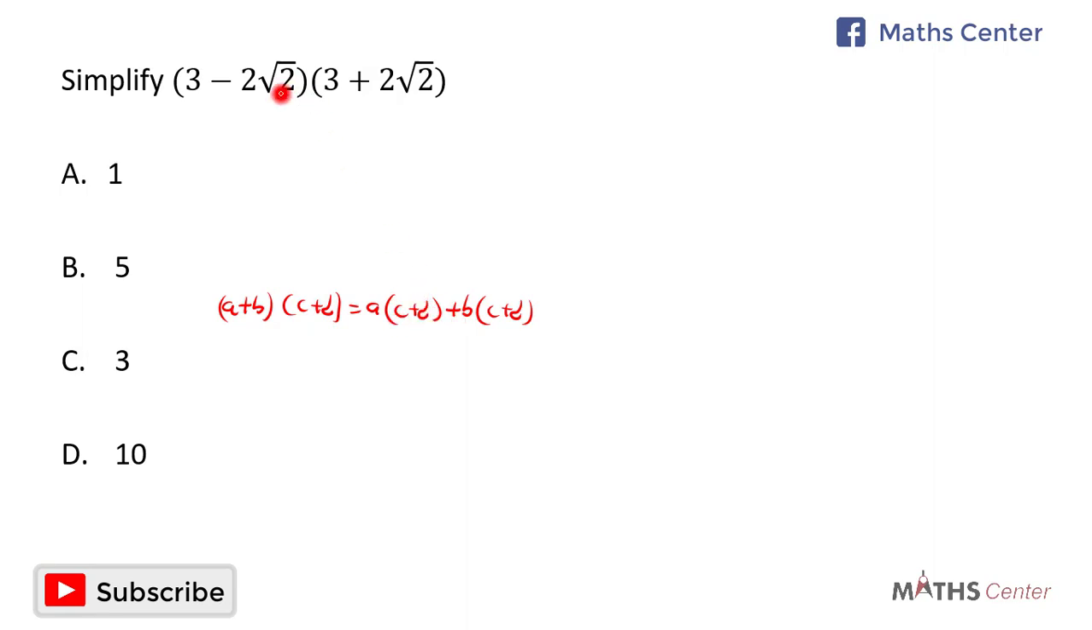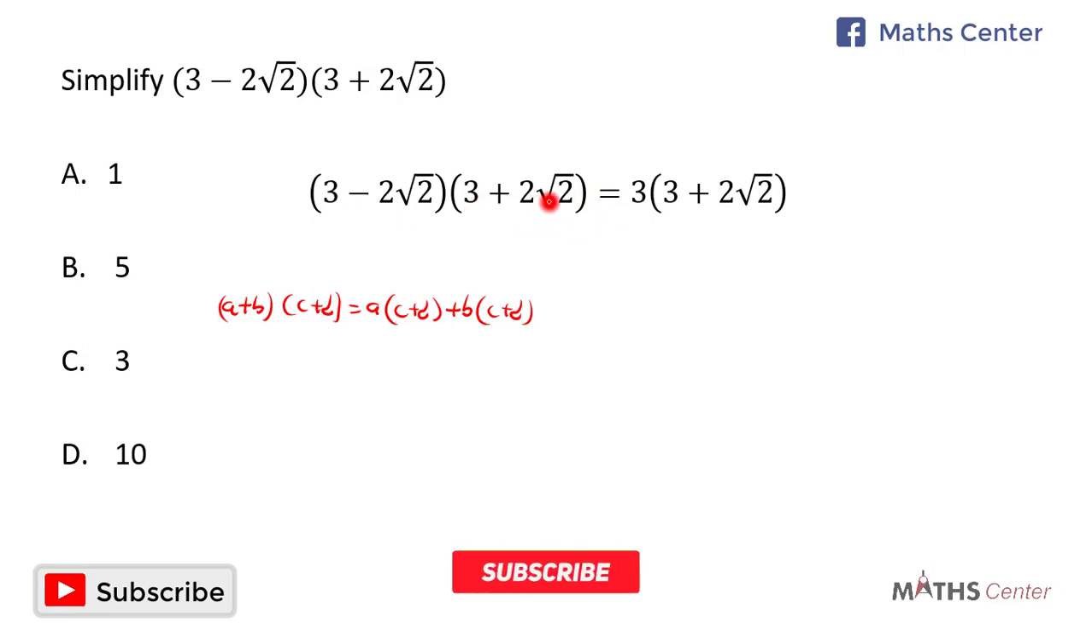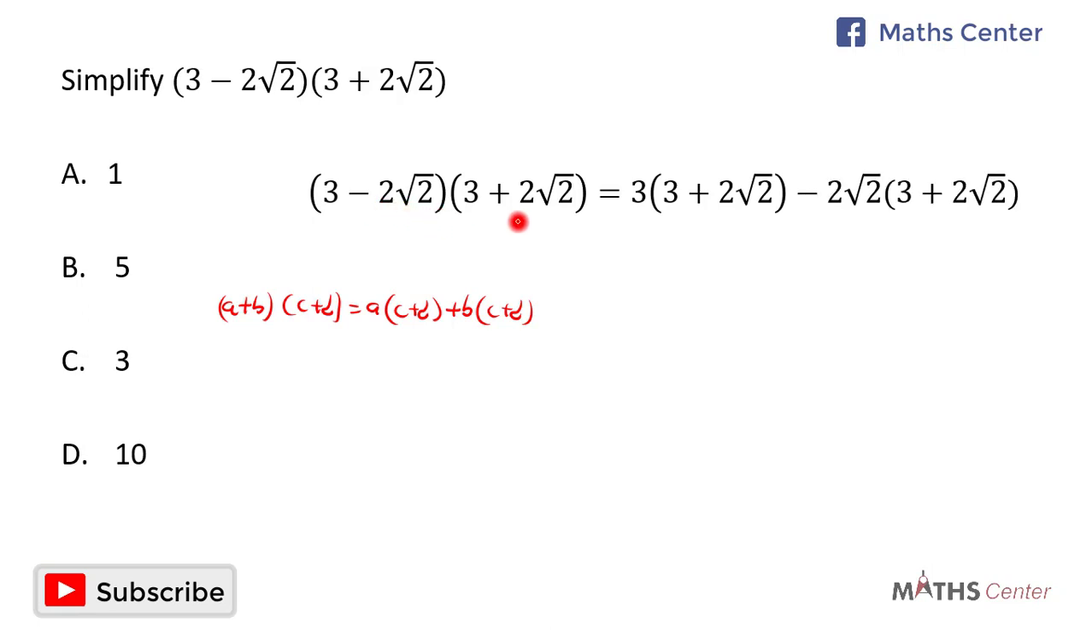If we apply this here, then 3 minus 2 root 2 times 3 plus 2 root 2 can be expanded as 3 times 3 plus 2 root 2. So the first term in the first bracket, which is 3, times the second bracket, which is 3 plus 2 root 2. Then after that, we will use the second term in the first bracket, which is negative 2 root 2, to multiply the second bracket, which is 3 plus 2 root 2. So we have 3 times 3 plus 2 root 2 minus 2 root 2 times 3 plus 2 root 2.